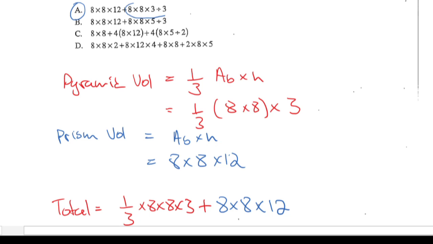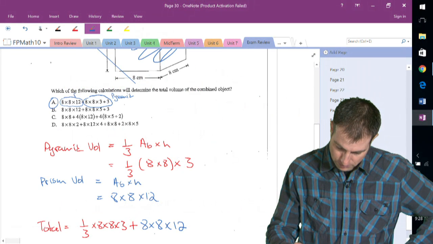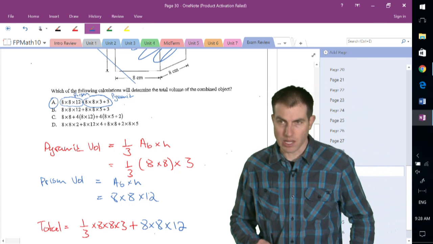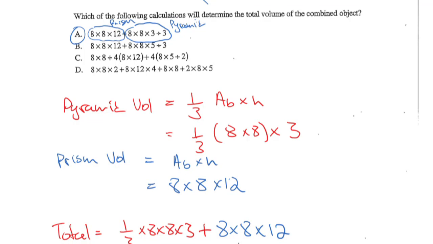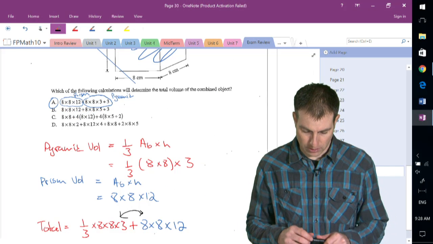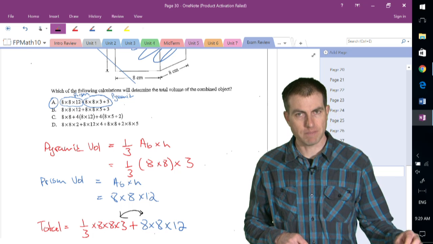So this is the pyramid. And then I also have the 8 times 8 times 12 for my prism. And I'm adding them together. It's definitely going to be A. I'm liking it. And obviously that is in a different order. They switched the order as opposed to what we had written down here. I don't think anything else looks better than that. So we'll go with A.